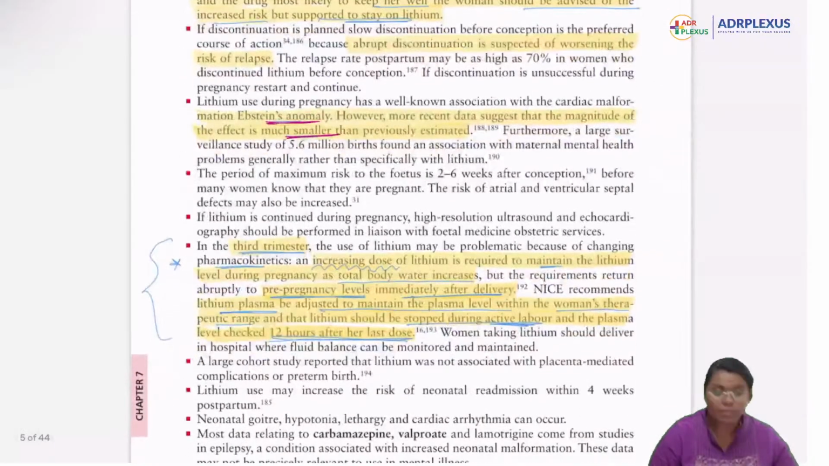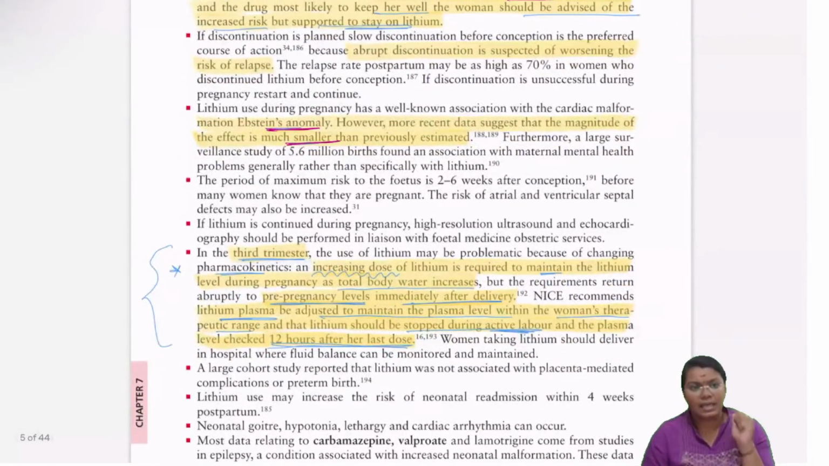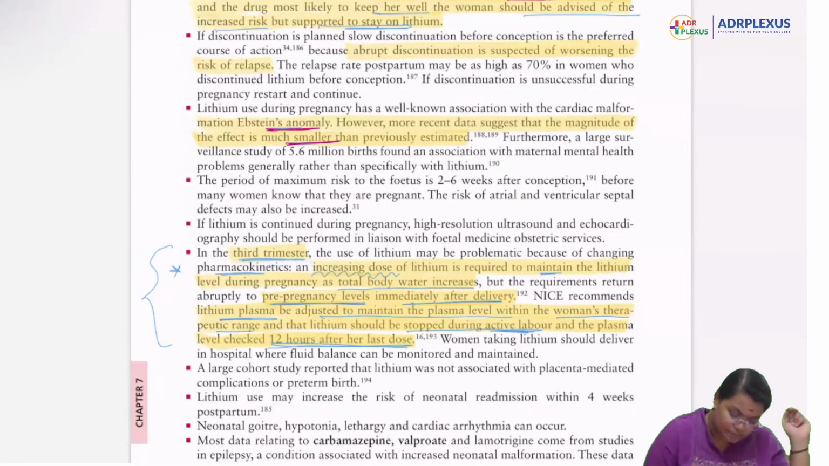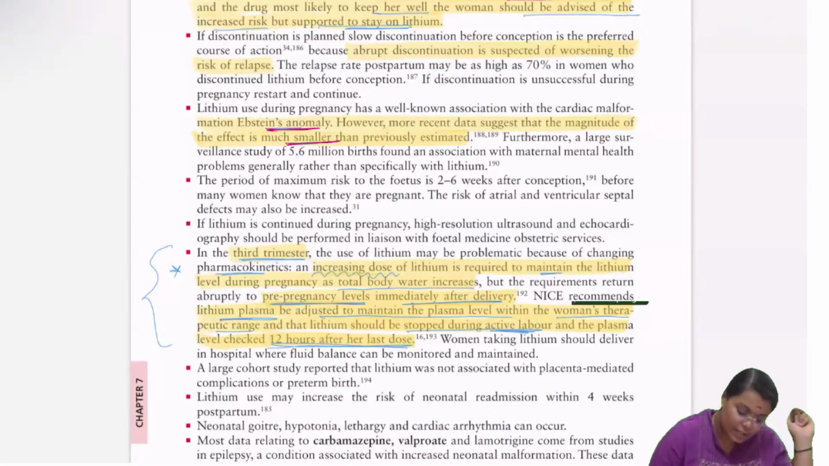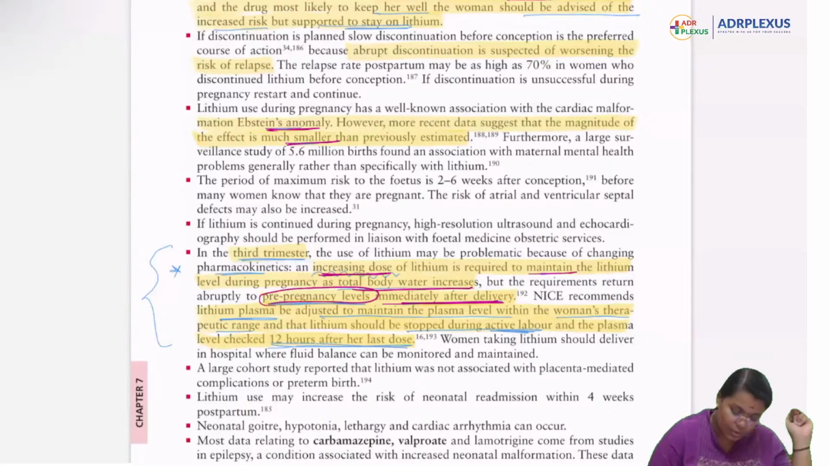So in the first trimester, the risk is Ebstein's anomaly. Second trimester, there is not much problem. Third trimester, there is a change in pharmacokinetics. In the initial part of the third trimester, you have to increase the dose of lithium to maintain it, as the total body water increases. Whereas immediately after delivery, it goes back to the pre-pregnancy level. So you have to reduce lithium, and you have to stop it during active labor.